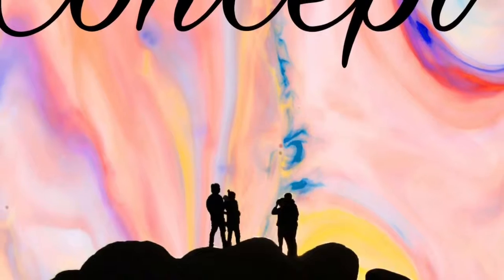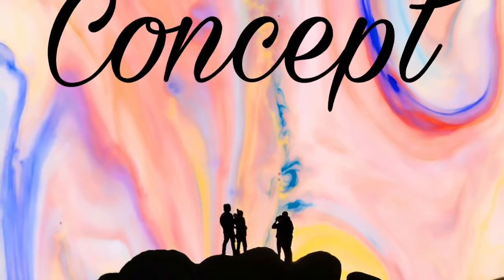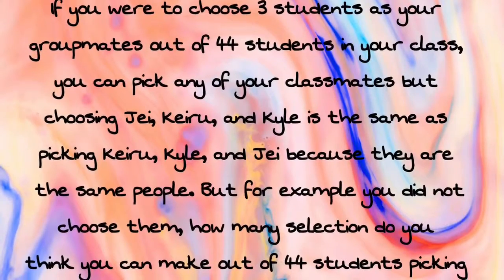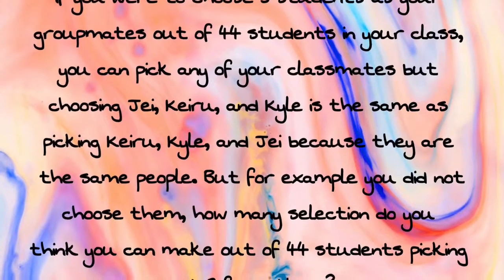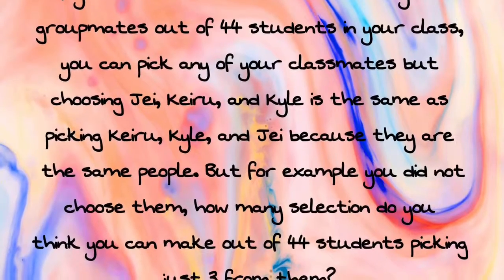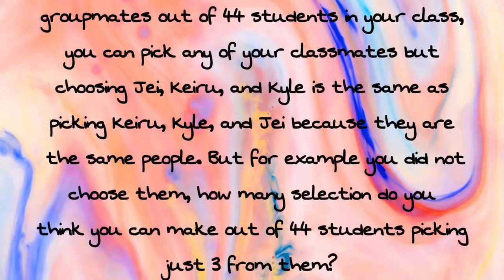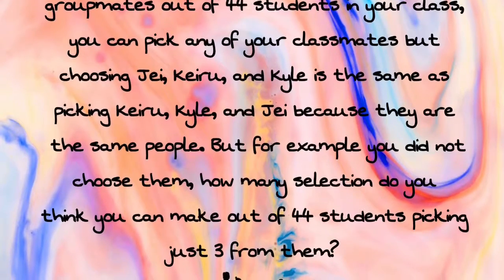To further understand this concept, let us revisit the situation that we gave you earlier. If you were to choose 3 students as your groupmates out of 44 students in your class, you can pick any of your classmates, but choosing Jay, Keiru, and Kyle is the same as picking Keiru, Kyle, and Jay because they are the same people. But for example, you did not choose them. How many selections do you think you can make out of 44 students picking just 3 from them?